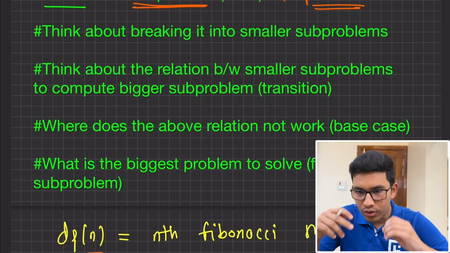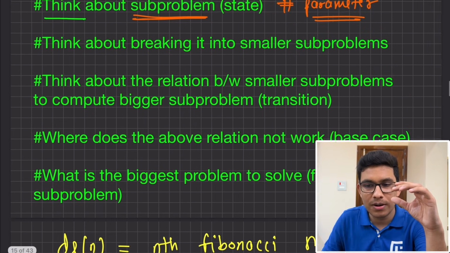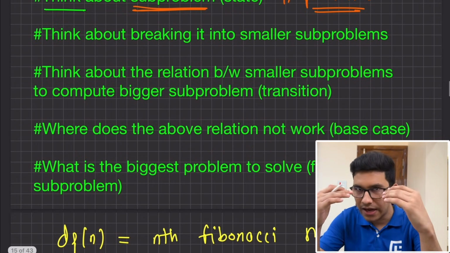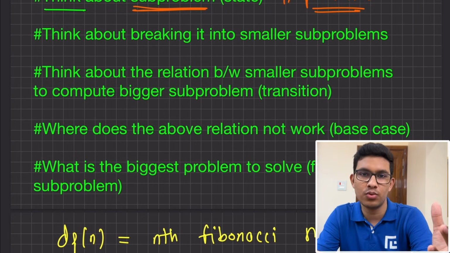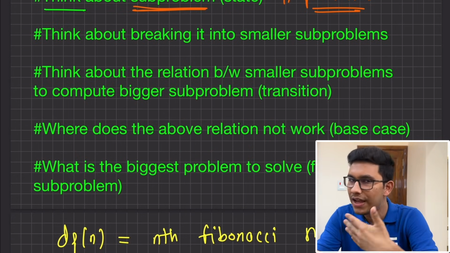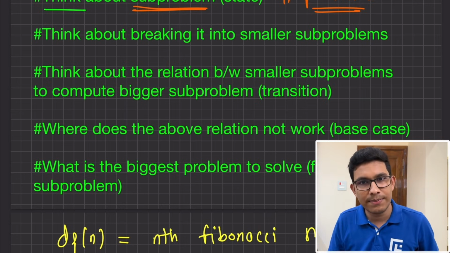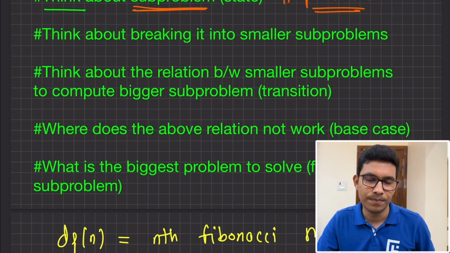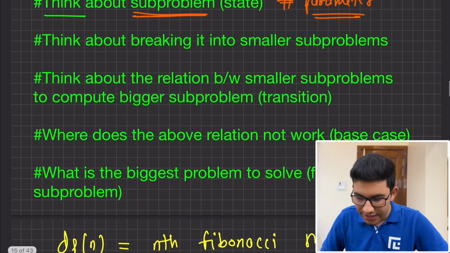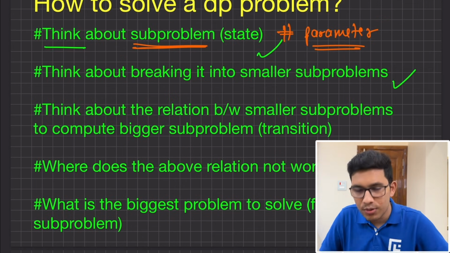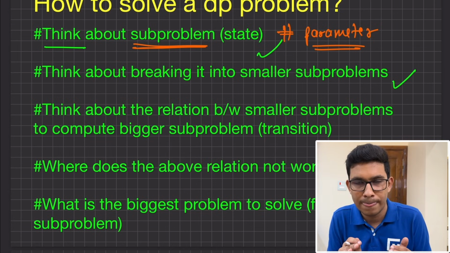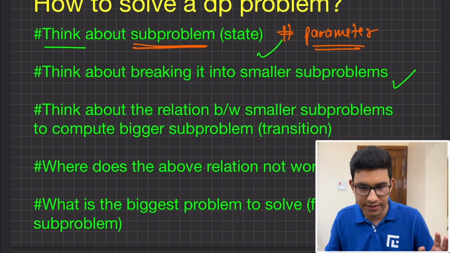Next, you need to think about how you can break this bigger problem into smaller problems. Again, in the Fibonacci problem, it was already obvious to us, right? That f of n is equal to f of n minus 1 plus f of n minus 2. So everything was given to us. But in most of the DP problems, this relation will not be given to you. You will have to think about the state on your own. You will have to think about the smaller subproblems on your own, and also the relation on your own. So that is what we're going to discuss in this entire series.